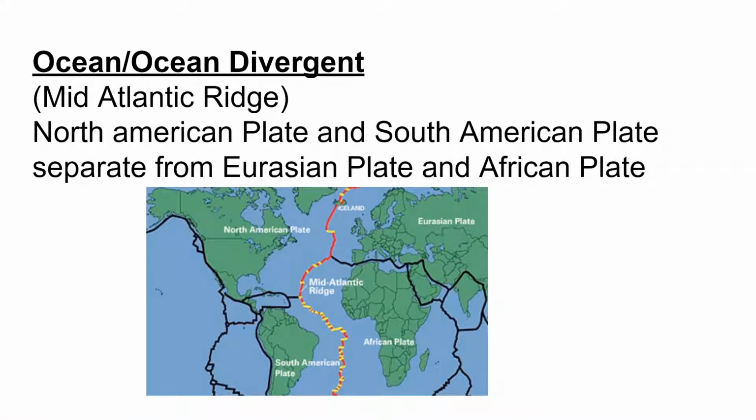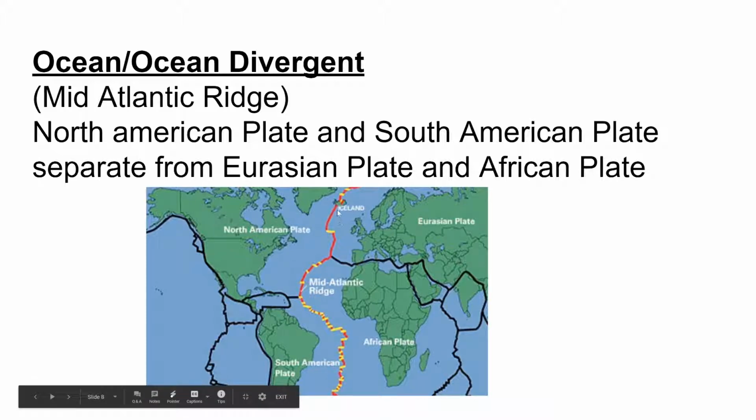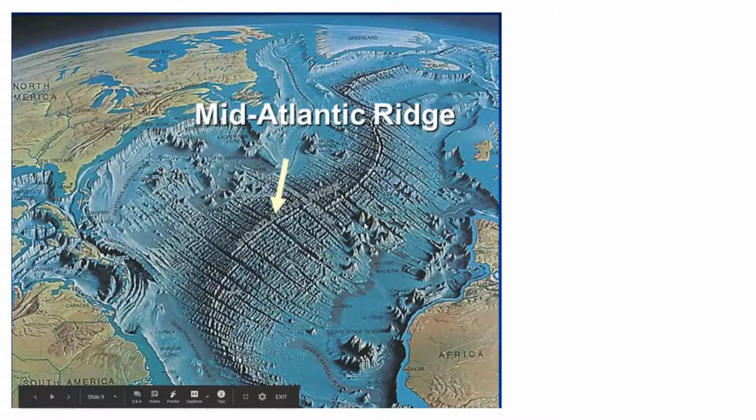All right, now we're at the mid-ocean ridge. So this would be ocean-ocean divergent, and you can see down there, it's not just two plates going apart. Up around Iceland, it's the North American plate and the Eurasian plate, and then down in South America, it's the South American plate and African plate. But this whole thing is the mid-Atlantic ridge, and it kind of looks like an alligator half buried under the ocean. This is somebody's representation of a relief map of the ocean floor.